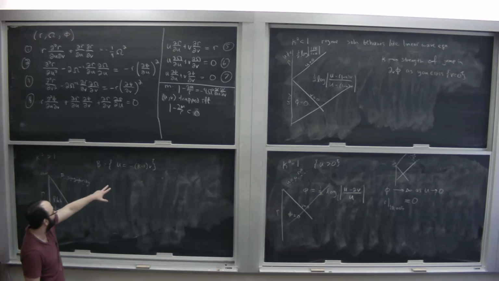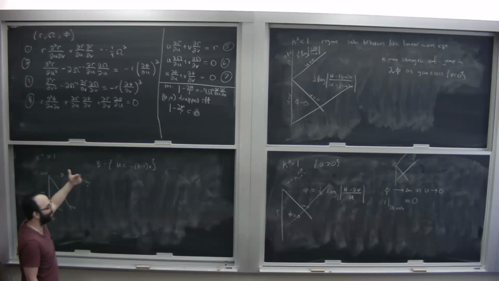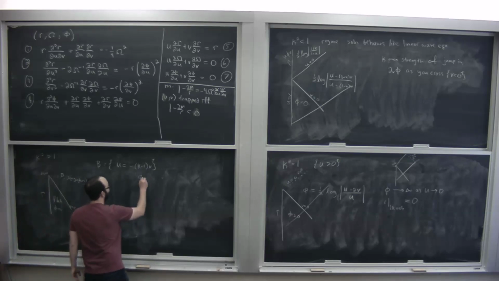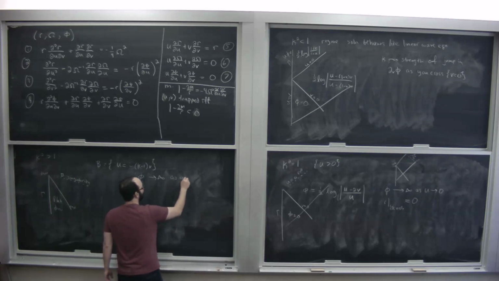Again, this is not some mysterious thing. It's just when that log function blows up, right? You're just looking at when the denominator in the log goes to 0. And so your scalar field is going to blow up. Phi is going to go to infinity as you approach B.